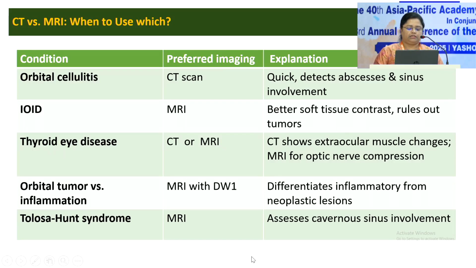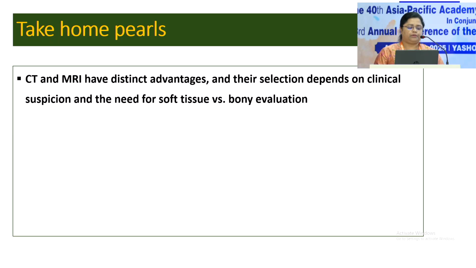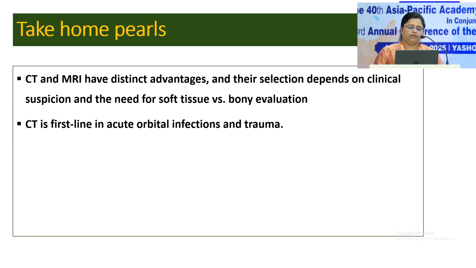In orbital tumor versus inflammation, MRI with diffusion weighted imaging is very important, which differentiates inflammatory from neoplastic lesions. And in Tolosa-Hunt syndrome, MRI is the investigation of choice to assess cavernous sinus involvement. So the take-home pearl is that CT and MRI have distinct advantages, and their selection depends on the clinical suspicion and the need for soft tissue versus bony evaluation.